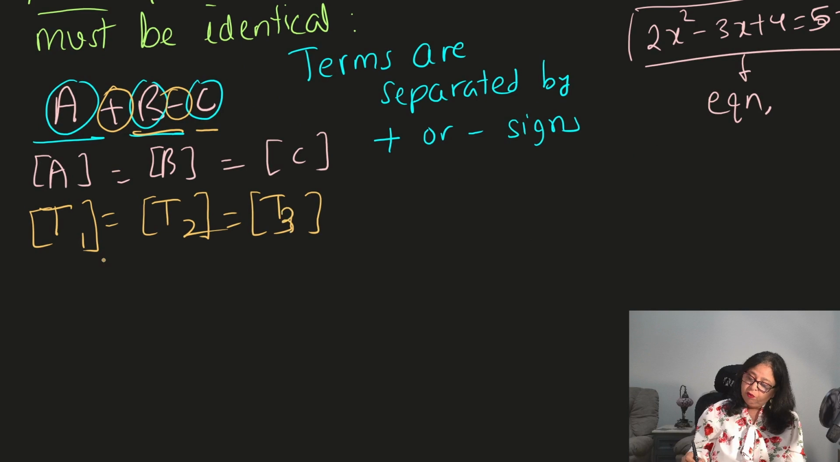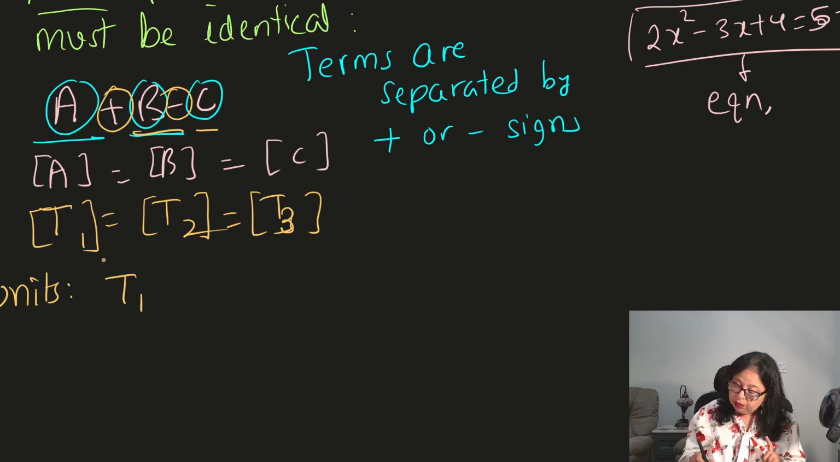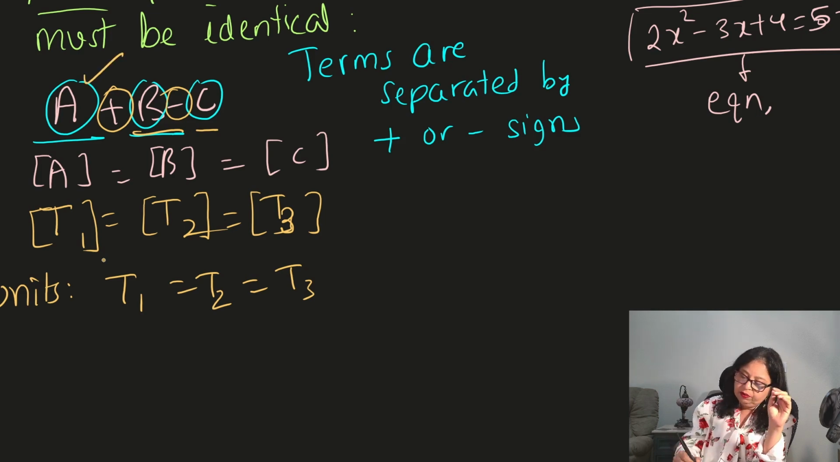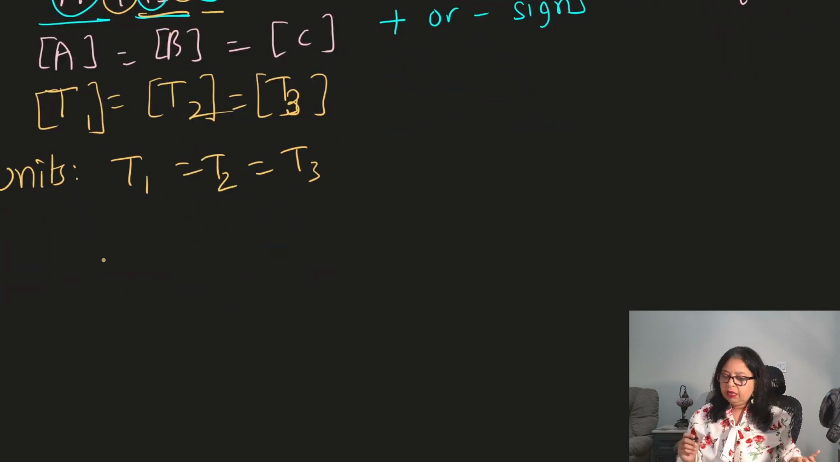Now also, their units are also the same. So the units of T1 equals units of T2 equals units of T3. That means if the units for quantity A were, let's say, newtons, that's the SI unit for force, or let's just make it meters. Let's stick with what we know so far. Let's say the SI unit for quantity A, which is here, is meters. That means the quantity B and C must also have SI units of meters. Does that make sense? It will as we solve more problems.